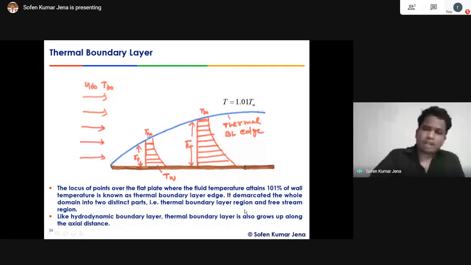After reducing it, if it is 1.01 of T infinity, here T infinity is equal to what? T infinity is the free stream temperature. If the flow temperature at a position is 1.01 of the T infinity, the free stream temperature, that position we know as the thermal boundary layer edge. So if we connect the edges of the thermal boundary layer, then we will find a trajectory. That trajectory will give you the edge of the thermal boundary layer, right?